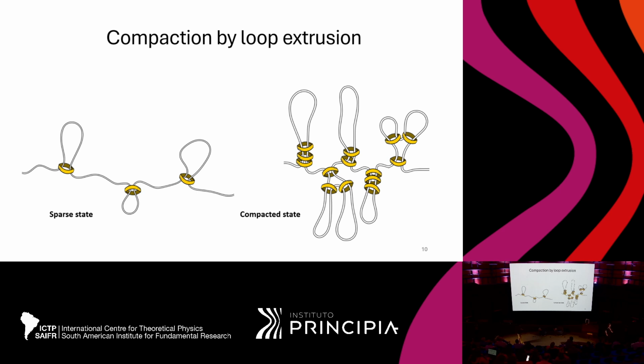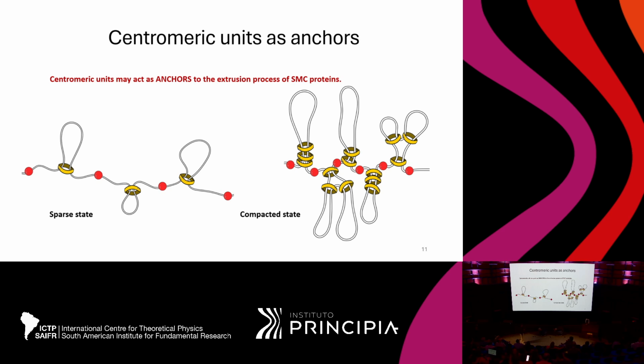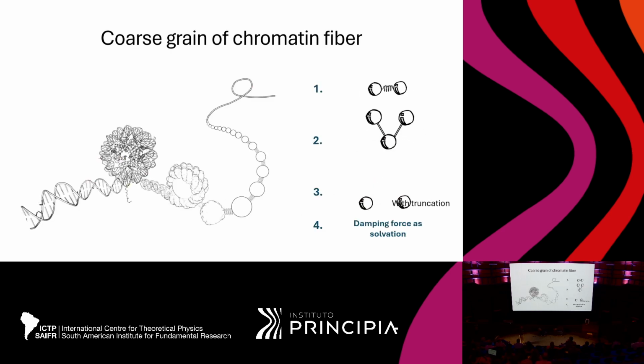And so, I knew that this loop extrusion was important for compacting the chromosomes, and I had just a very simple idea, and this is a hypothesis-driven model. I thought, well, maybe centromeric units can act as anchors for the loop extruders, so that when they are extruding a loop and they find a centromeric unit, they stop there and hold there. So this was the simple idea, and I wanted then to simulate this hypothesis-driven idea.